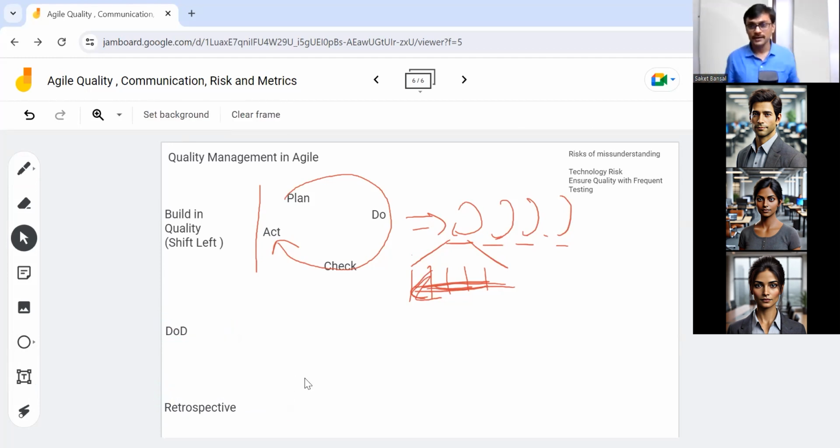Or anyone wants to explain DoD to us from the perspective of quality? How do you think DoD can ensure good quality? It is more like a readiness, right? So definition of done, you will have your readiness checklist, and you know whether the product is in acceptable condition or not. Those things are part of DoD. Perfect. And the more clear and stringent it is, the more quality product you get.